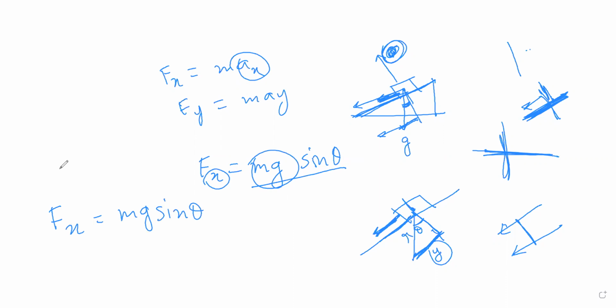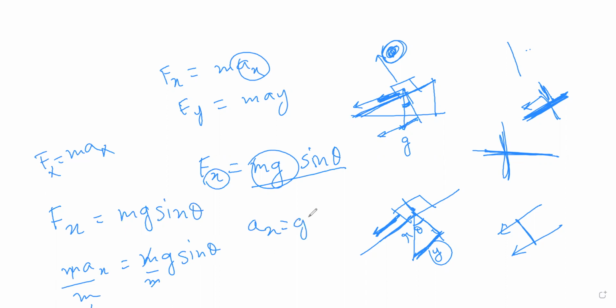And another thing we know, F equals ma, right? So if Fx equals max, we can write max equals mg sine theta, right? We can divide m on both sides, and it cancels out. Our ax equals g sine theta. So now if we find some angle and we know our g is 9.8, we can find the acceleration by using this formula.